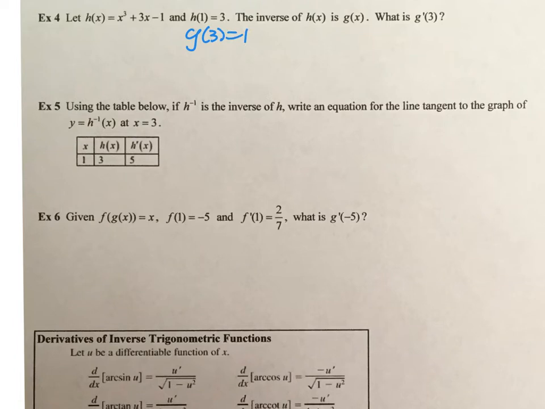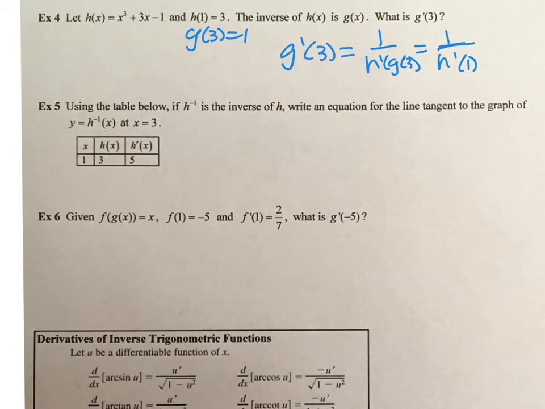So then to find g prime of 3, let's remember that g prime of 3 is equal to 1 over h prime of g of 3, all right, which would be equal to 1 over h prime of, remember that we said g of 3 is equal to 1, so h prime of 1. So now we need to evaluate h prime of 1. Well, to evaluate h prime of 1, we're going to have to go and find the derivative of h of x. So let's do that real quick.